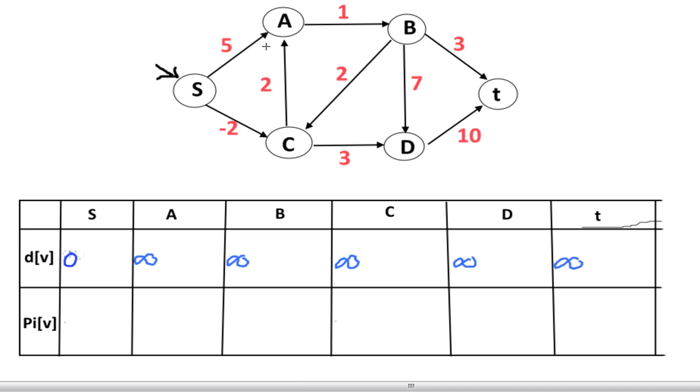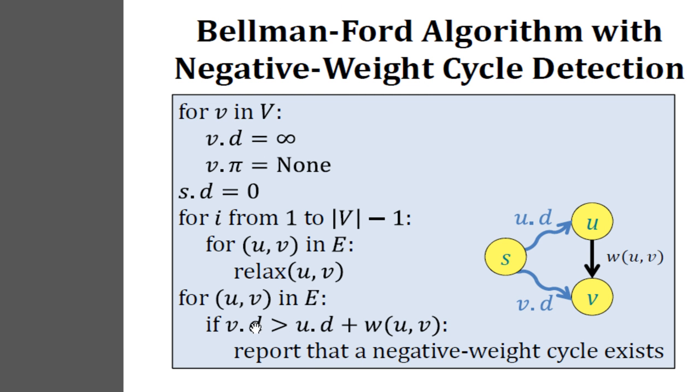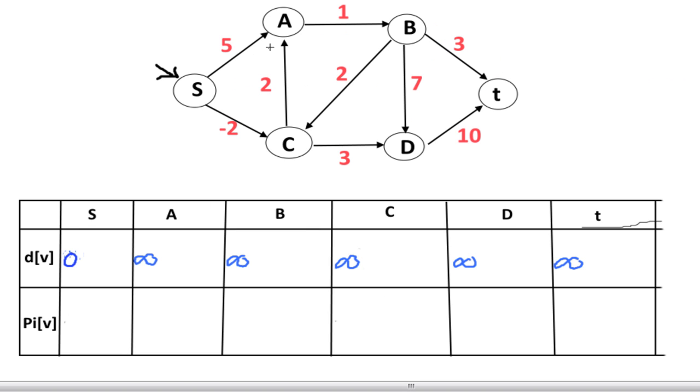According to the algorithm, if dv is greater than du plus wuv, then we update the vertex. So we write dv equals du plus wuv. If it's greater, that means we're trying to find the shortest path. If the current distance is greater than the added distance, then of course we'll update the distance only if the added distance is lesser than the current one.